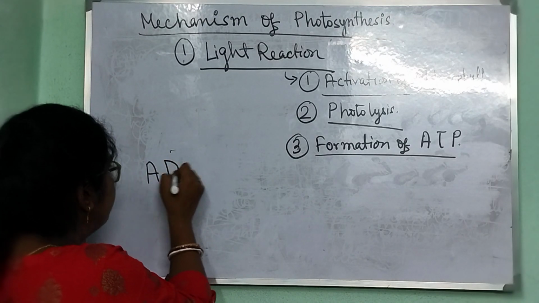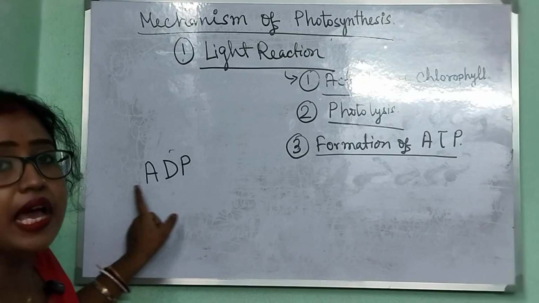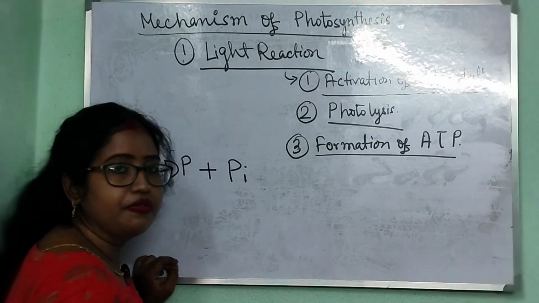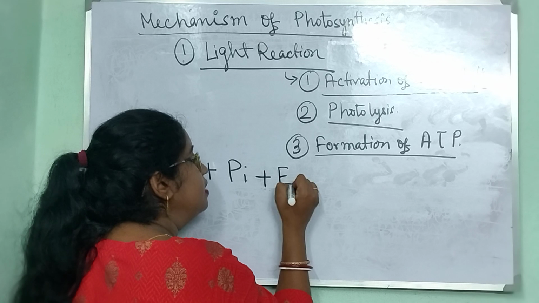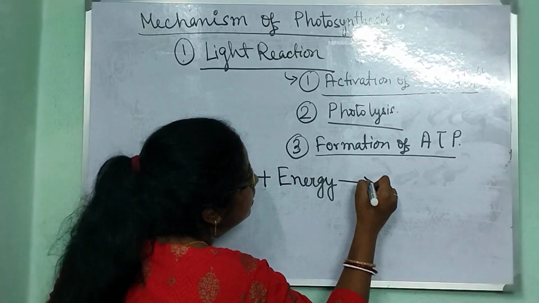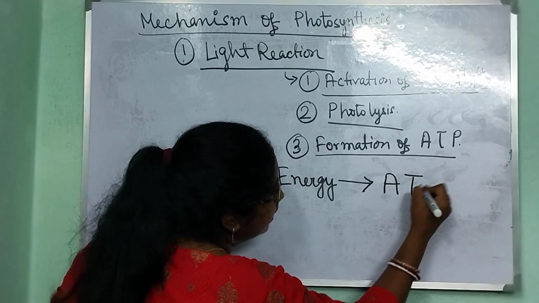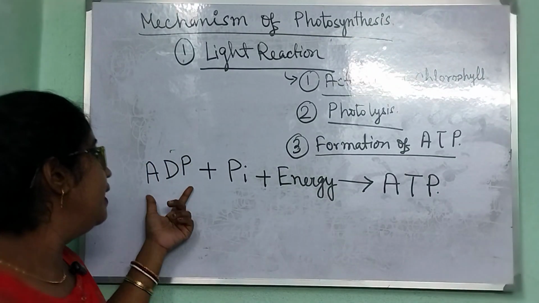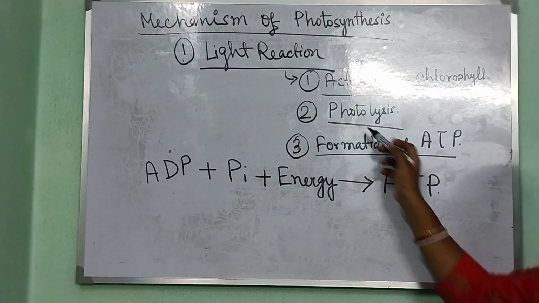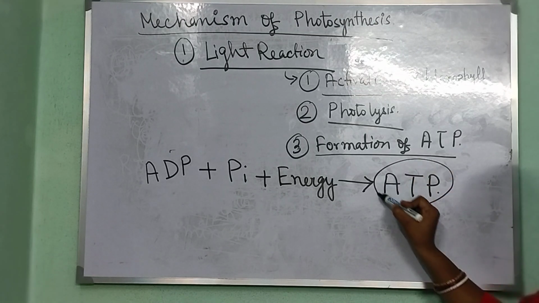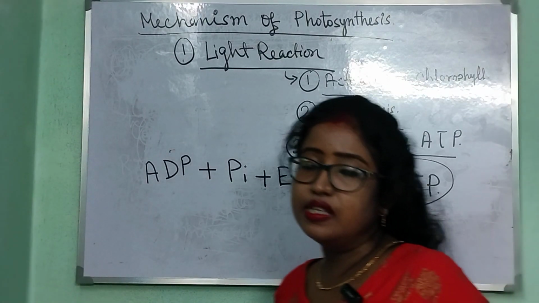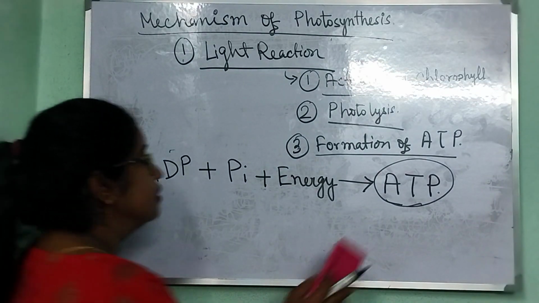Cells have ADP molecule in it. ADP is known as adenosine diphosphate. It combines with inorganic phosphate and energy produced in the photolysis process, and it results in the formation of ATP. So ADP combines with inorganic phosphate and energy produced in photolysis process and results in the formation of ATP molecule, which actually helps in the later process, the dark reaction.